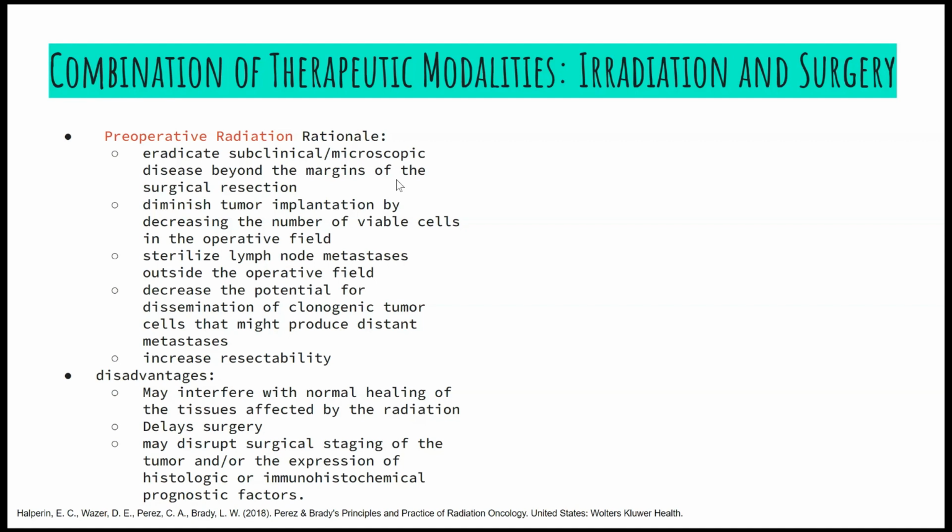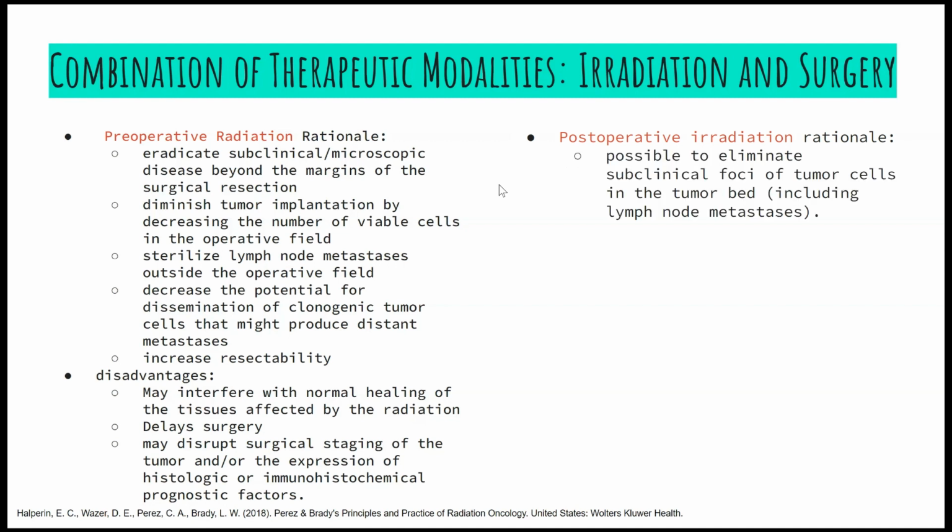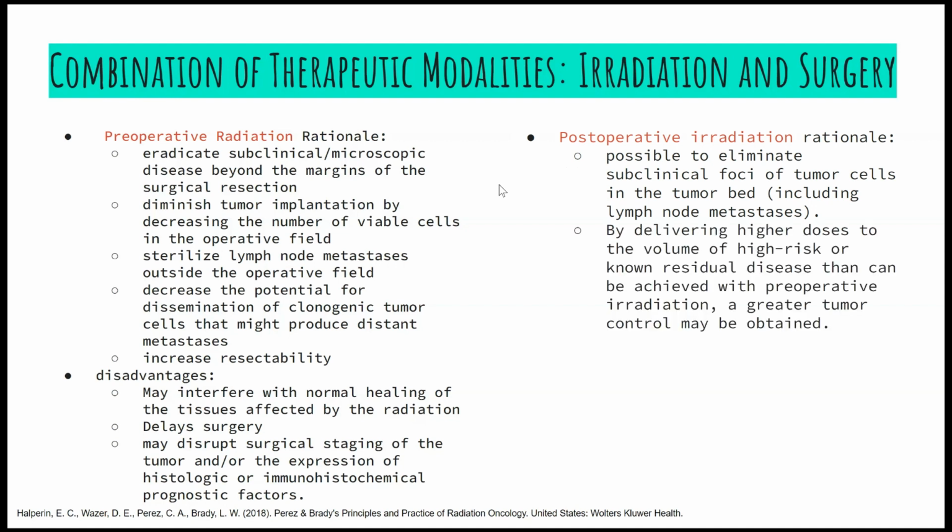The staging will change. We would not know the initial surgical staging, and the expression of immunohistochemical prognostic factors may also change. The other option that we have is post-operative irradiation, that is, irradiate after surgery. So there is still possibility of eliminating subclinical foci in the tumor bed. That is not an issue. We can still sterilize the nodes.